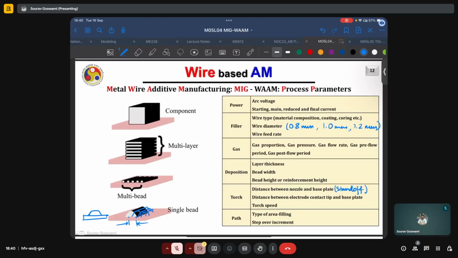What was the distance between the electrode contact tip and the base plate? Because for TIG based welding, as you will see, the electrode and the wire are different. Therefore, the distance between the wire and the substrate and the electrode and the substrate can be different. And the torch speed, or the speed of scanning or deposition. And then, of course, there is the path. That is what type of area filling method we are choosing, what is the step over increment, and so on.